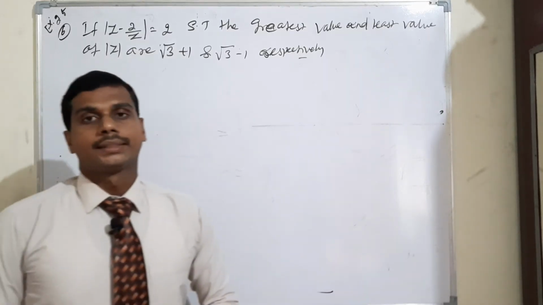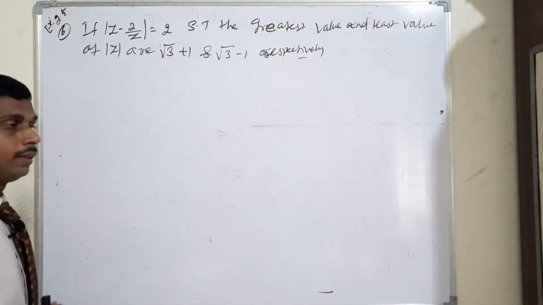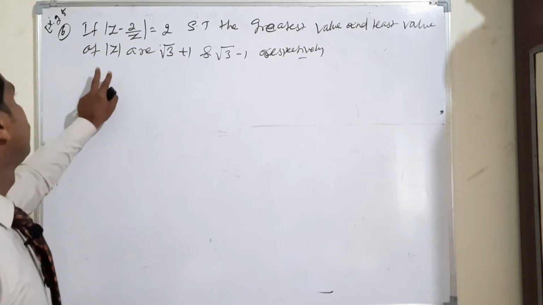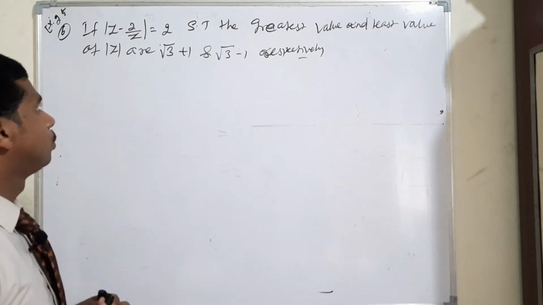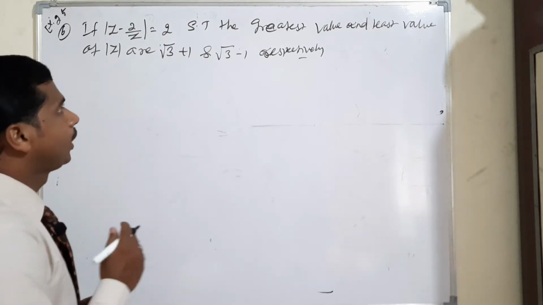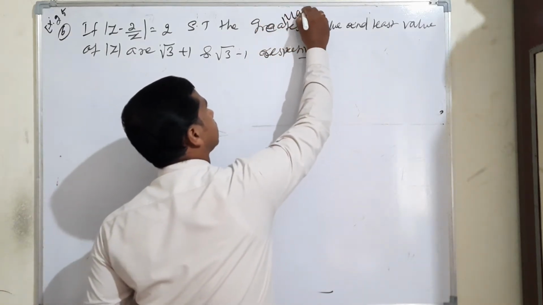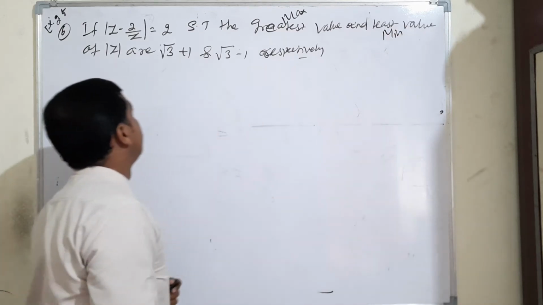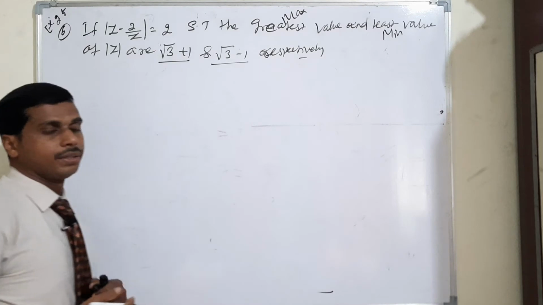I am moving to exercise 2.5, question number 6, okay. Question number 5 is homework, very simple, okay, do it for yourself. What is the question? Question number 6: if modulus of z minus 2 by z is equal to 2, show that the greatest value and least value, greatest value means maximum, least value means minimum, are root 3 plus 1 and root 3 minus 1 respectively.